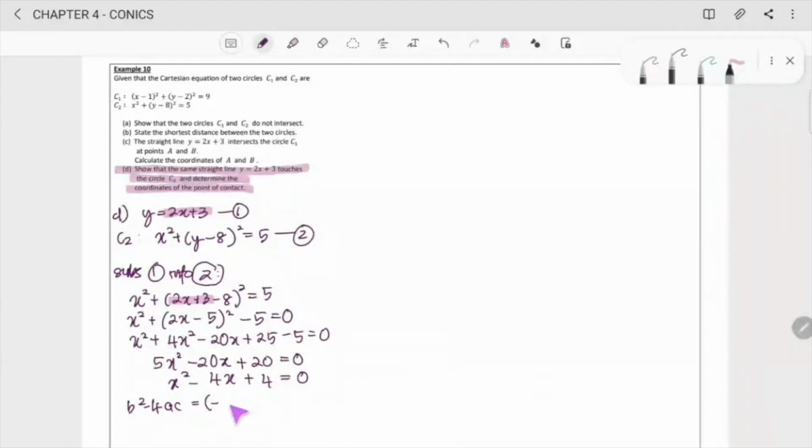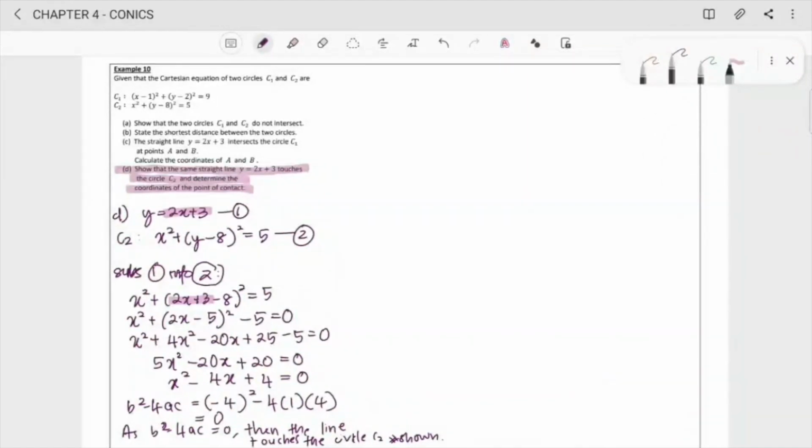Okay, so b squared is (negative 4) squared minus 4ac. Okay, we got 0. So as b squared minus 4ac equals 0, then the line touches the circle C2, shown. As b squared minus 4ac is equal to 0, then the line touches the circle C2. Then after that, we are going to determine the coordinates of the point of contact using this quadratic, the simplest one.